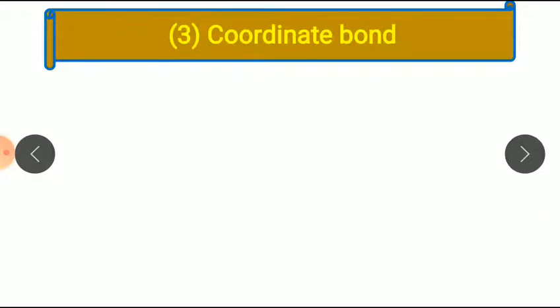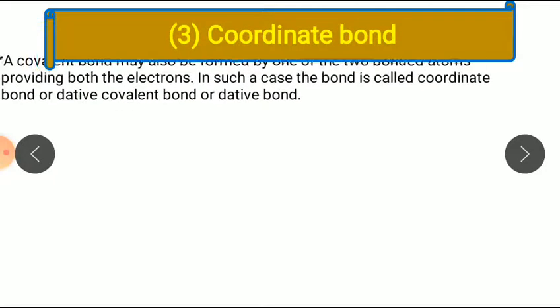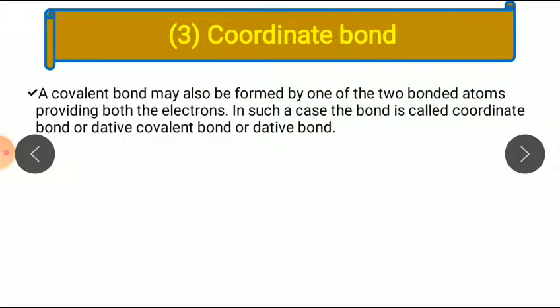Now third number will be the coordinate bond. We have completed two, that is the ionic bond or electrovalent bond, and second the covalent bond. Now third is the coordinate bond. A covalent bond may be formed with one of the two bonded atoms providing both the electrons. In such a case, the bond is called a coordinate bond or dative covalent bond or dative bond. These are the different names of the coordinate bond.